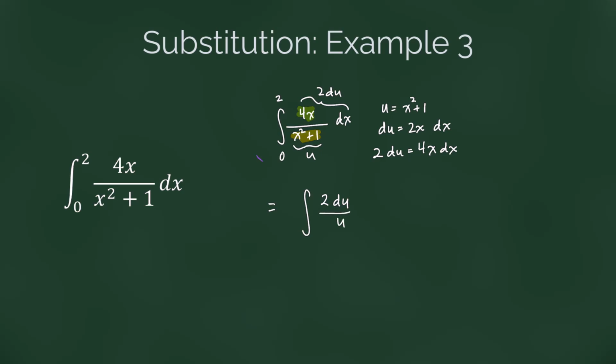However, we have to make a substitution for the limits of integration as well. Those are originally belonging to x. So the original integral was x equals 0 to x equals 2. When x is 0, because u is x squared plus 1, we know that u must be 0 squared plus 1, which is 1. Similarly, when x is 2, u is going to be 2 squared plus 1, which is 5. So our new limits of integration are u equals 1 to u equals 5.